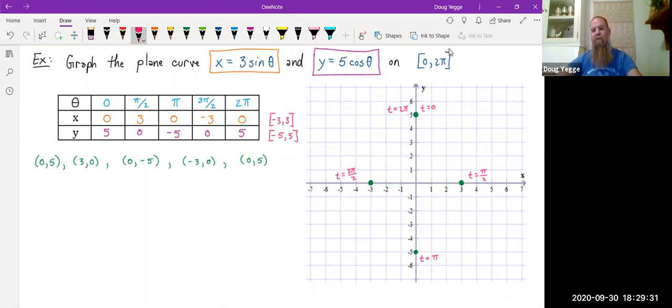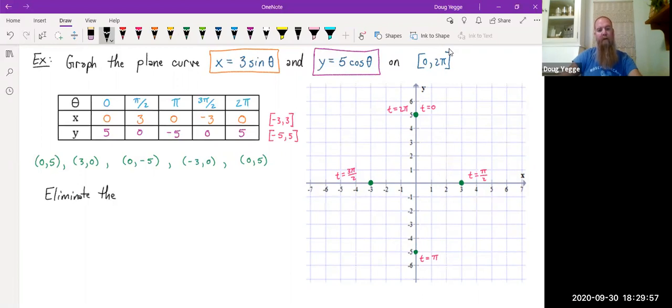And secondly, don't be misled by the fact that this is the angle of pi over 2 instead of pointing upwards, and that this is the angle of pi instead of pointing backwards. Because these are just the points that we get when we plug in certain theta values. So since I still can't quite tell what the curve looks like, this is where I'm going to try to eliminate the parameter again.